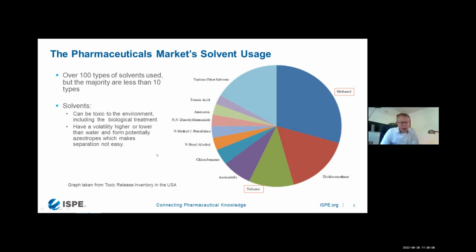The reason I'm highlighting this is that although a few solvents are used as a majority, there are significantly more other types used in the pharmaceutical industry as well. That poses some problems in the treatment of those solvents.